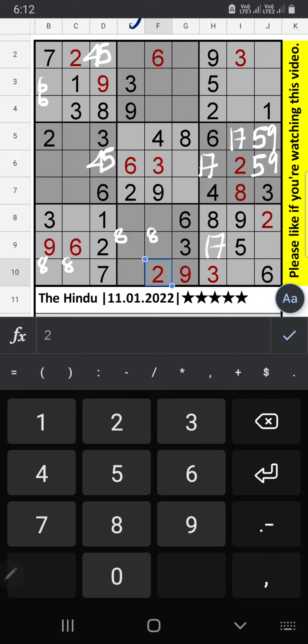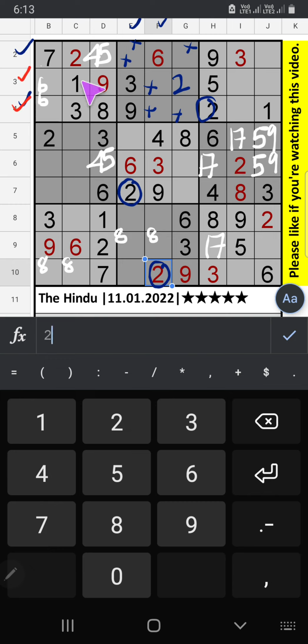Column E, column F we have 2, so 2 can't come in these cells. Second row and fourth row also we have 2, so 2 can't come in these cells, then 2 is confirmed here.